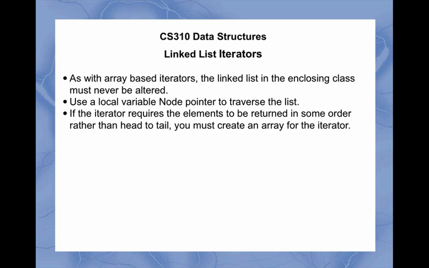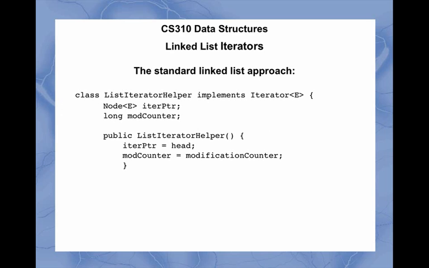Use a local variable node pointer to traverse the list and to read the elements in the linked list to satisfy the iterator requirements. If the elements need to be returned in some order rather than head to tail, then you must create an array and fill that array in. Here's the standard approach. We have an iterator pointer, which is a node type pointer. It's initialized to head, and then it's used to sequence down the list to satisfy the iterator requirements.